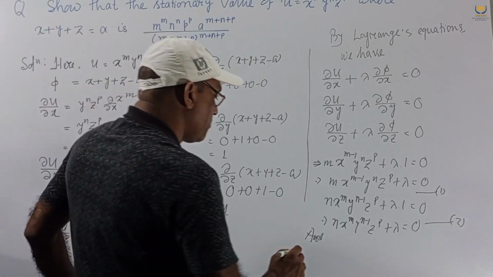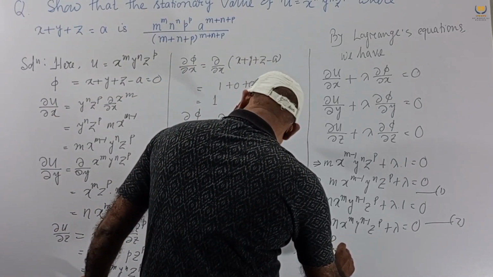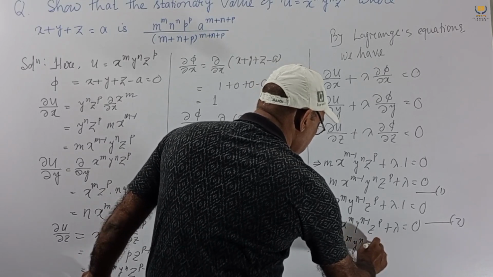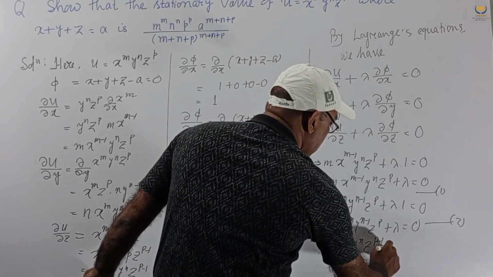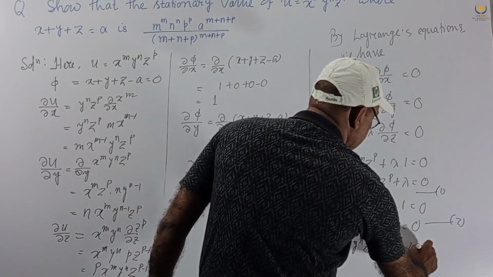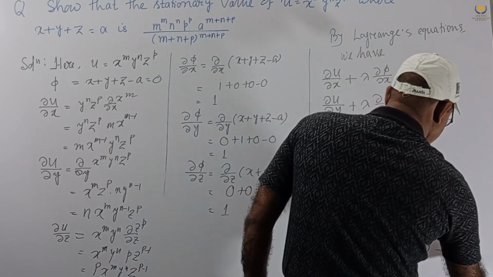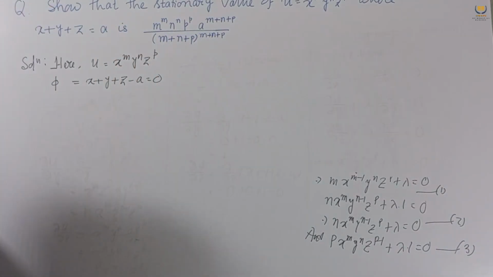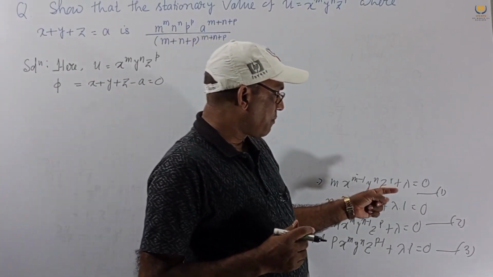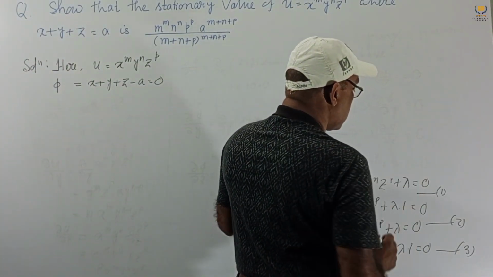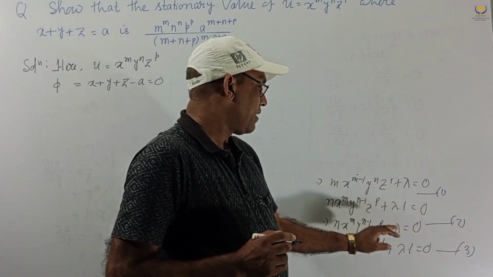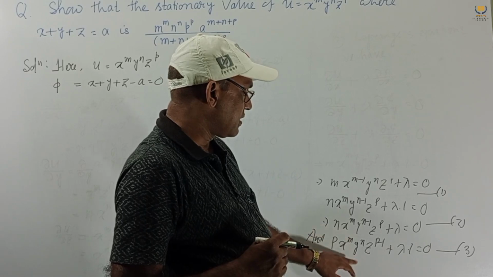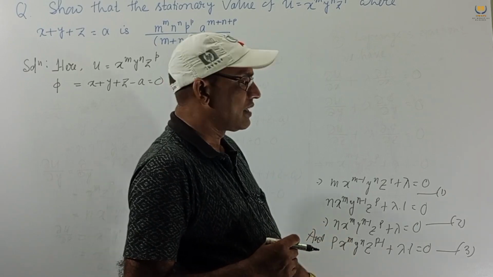And the last one we get p x to the power m y to the power n z to the power p minus 1 plus lambda into 1, this is 0, and this is number 3. Now we multiply these equations 1, 2, 3: this equation multiplying by x, this equation multiplying by y, and this equation multiplying by z. What we get?